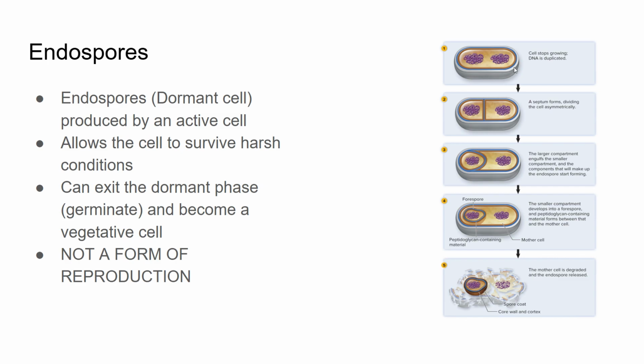Now, if you notice, in this example, we create an endospore, but the mother cell dies before the endospore is released. This means this is not a form of reproduction. This is more like an escape hatch. So the cell can survive even though if it was vegetative, it would die. This makes it so endospores can survive extreme conditions like high heat or lack of water.